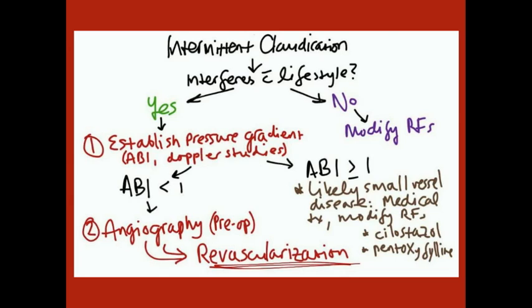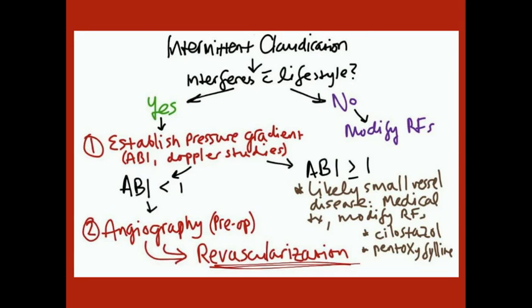But if it does not interfere with their lifestyle, all you need to do is modify risk factors, particularly smoking cessation. And then, of course, an exercise plan. If it does interfere with their lifestyle, then the first thing you're going to do is establish the pressure gradient. You need to get your ankle brachial index.